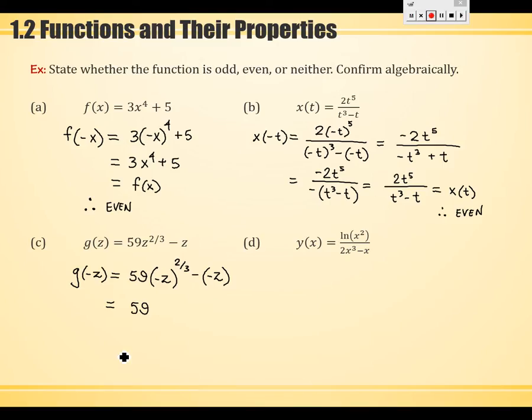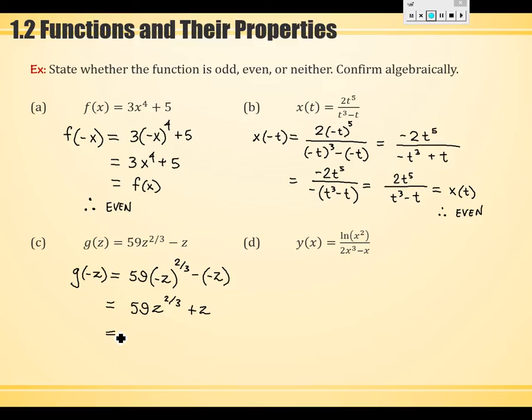Let's see here. So what happens to this guy here? What's this term simplified to? That's a nice even exponent, so is that okay there? And then plus z. So this is what happens when we plug in negative z. We get this.